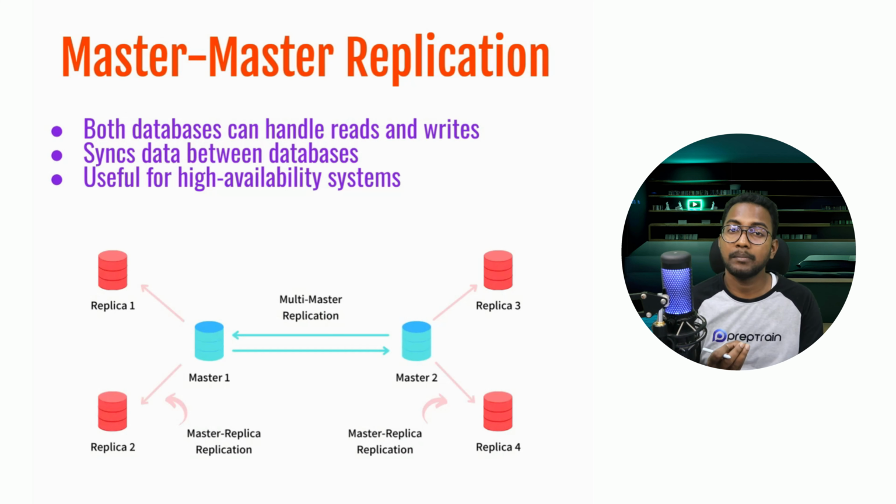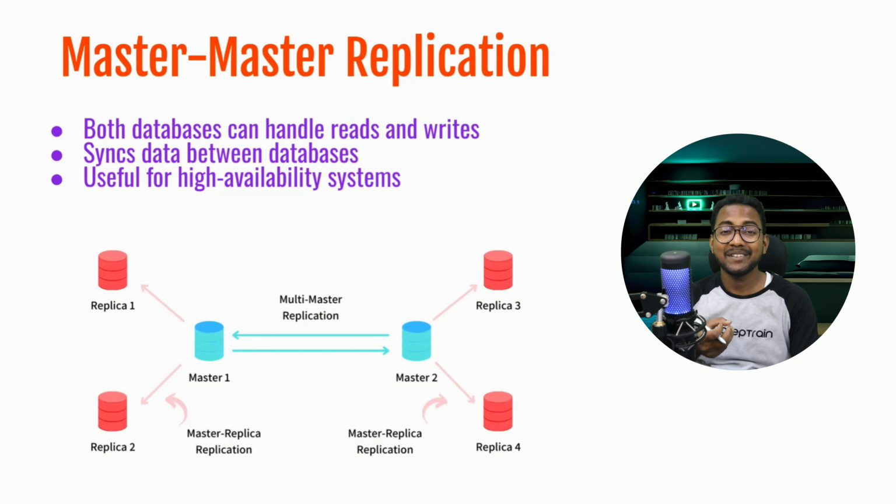But here is the tricky part. Since both databases can handle updates, they must stay in sync. So if one database is updated, the other must replicate that change immediately to ensure that both databases have the same information. However, this leads to a challenge known as conflict resolution. So what happens if both databases try to update the same piece of data at the same time?